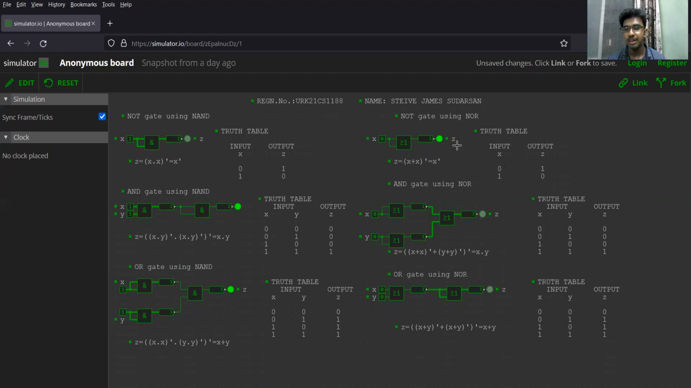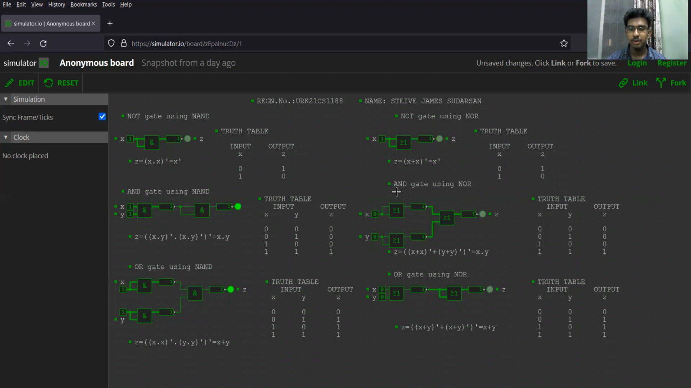Now we can go to the NOR gates. Here we are using the same process as for the NAND gate. This is the NOR gate, and we are combining the input values here, so it gives one input and one output. The formula is z equals x plus x, the whole complement, which gives x complement. With x input as 0, we get the high output, which is 1. If we change x to 1, the bulb does not glow, and it represents 0.